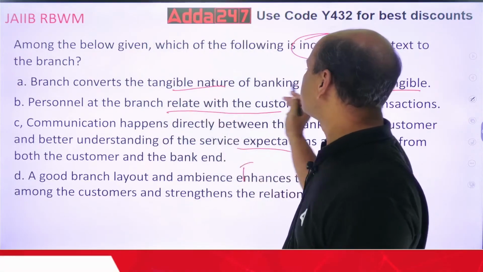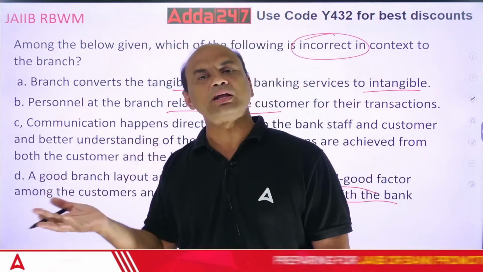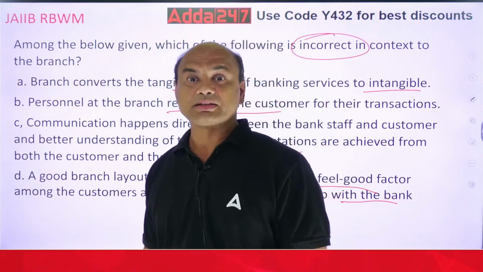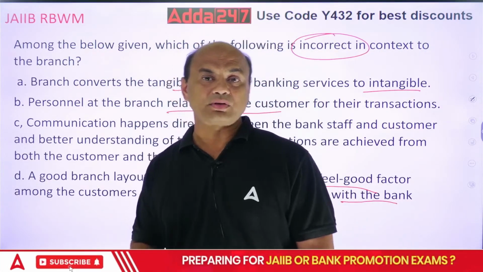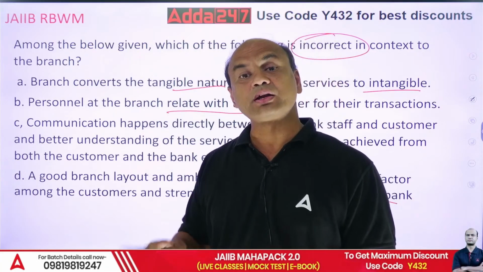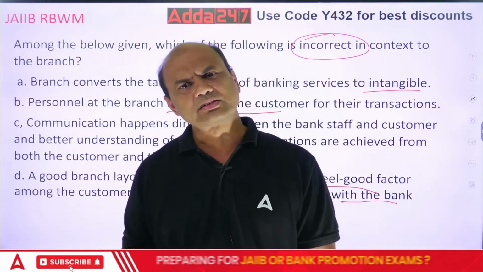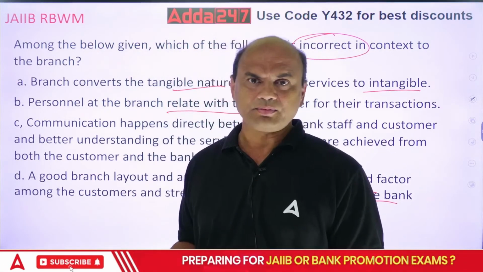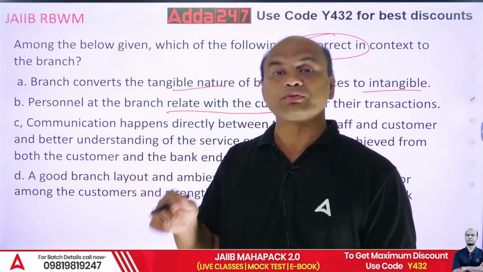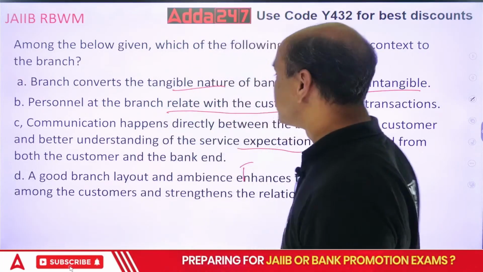Branch converts tangible to intangible. This is wrong. The right thing is intangible to tangible, because banking service is an intangible service. Banking is not tangible. What is tangible? Which you can touch and feel. What is intangible? Which you cannot touch, which you cannot feel. So we always try to convert the intangible to tangible. That's why you have all the 7 P's. Okay, so these were the questions.